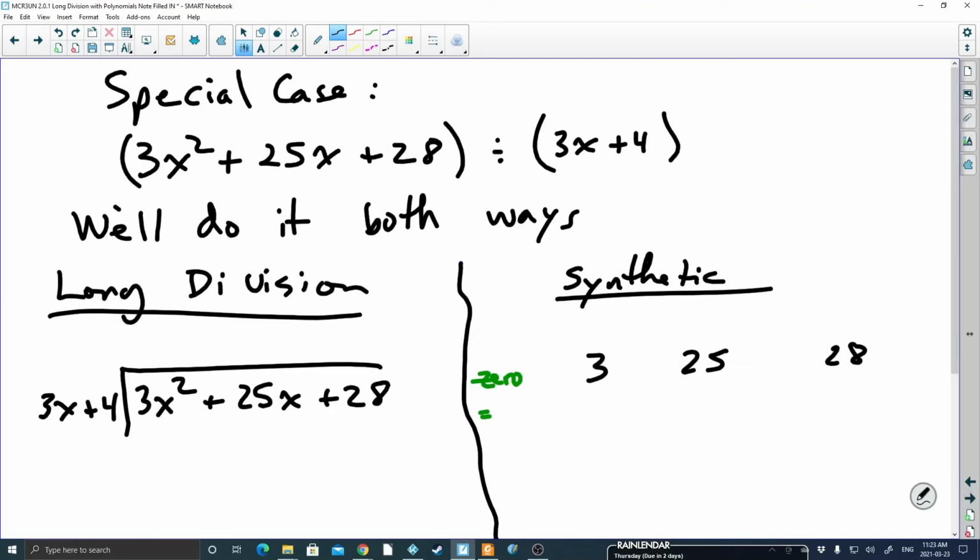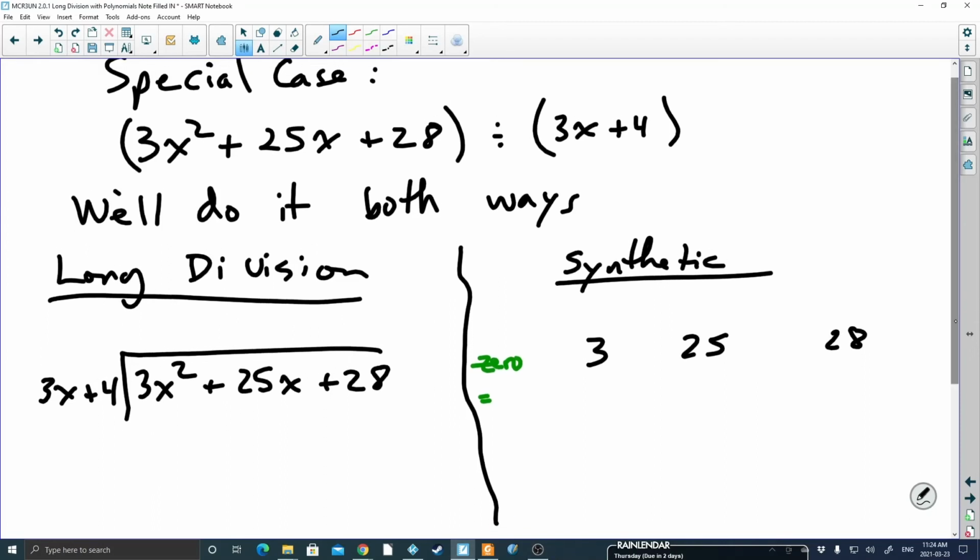So let's try one that's a little bit different here. Now for this one, I'm actually going to do it both ways. I'm going to do it with long division, and I'm going to show you with synthetic division what it looks like as well. So let's start with long division. Maybe I should mention what is different with this case. The thing that's different with this case is we have a coefficient in front of x here in our divisor.